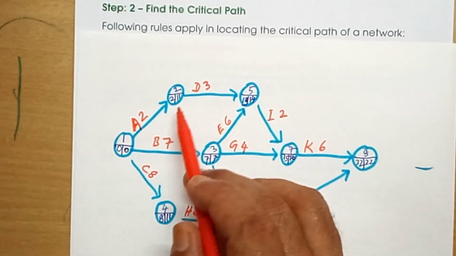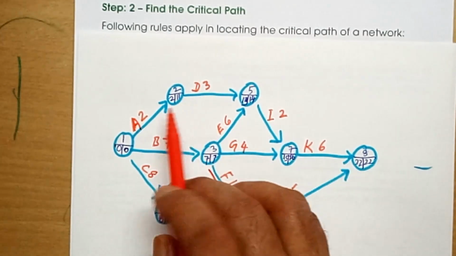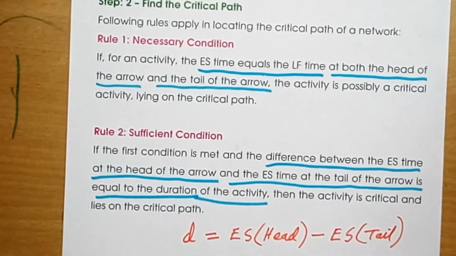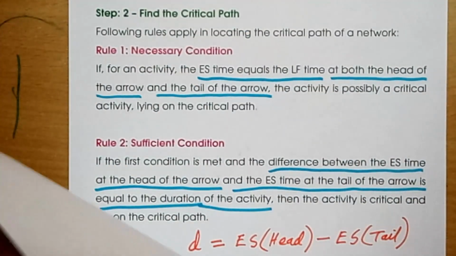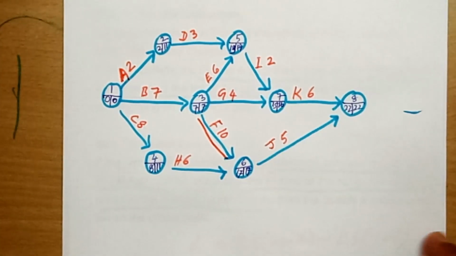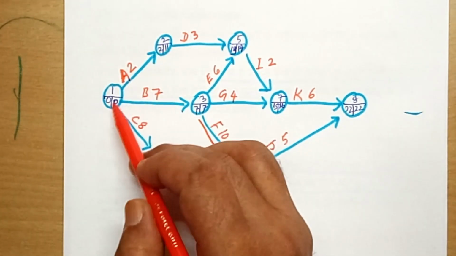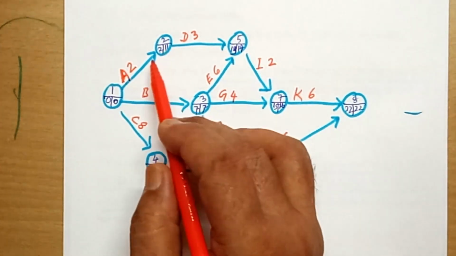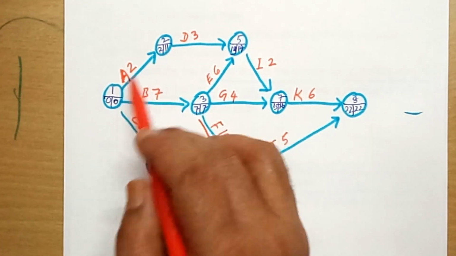Actually the other condition is fulfilled. The second condition was that duration will be equal to earliest start at head minus earliest start at tail. This condition is fulfilled: earliest start 2 minus earliest start 0, so 2 minus 0 is 2. This is okay. But the first condition must be fulfilled before you come to the second condition, and the first condition is not fulfilled. At both arrowhead and arrow tail, the earliest start and latest finish must be equal, which is not there. So this is not a critical activity.